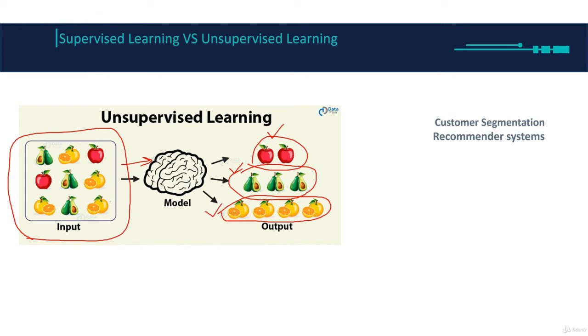If I add a lemon here, it's going to put it here, and if I add a tomato here, it's going to cluster it here based on the color. So here we can see that these were clustered according to the red color, and that red color was the pattern. This is a very simple unsupervised learning, and this is how clustering works.